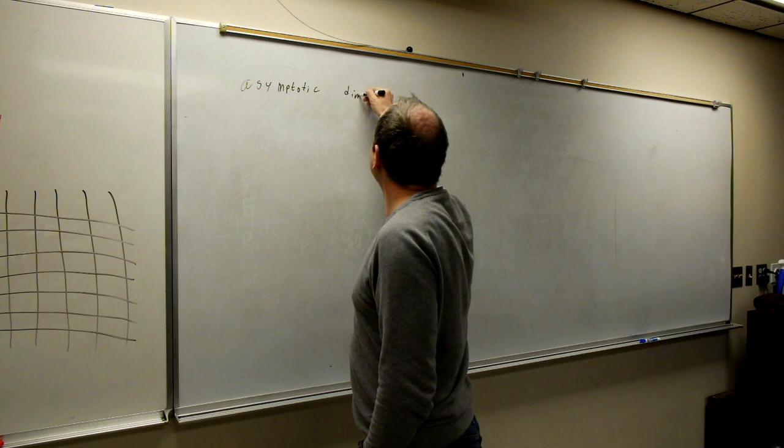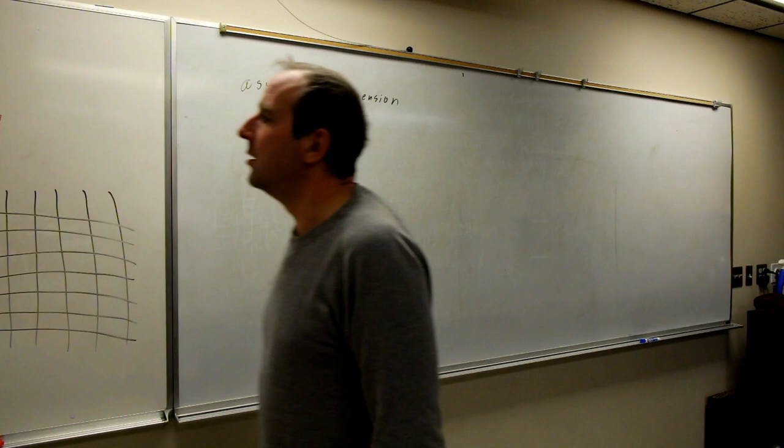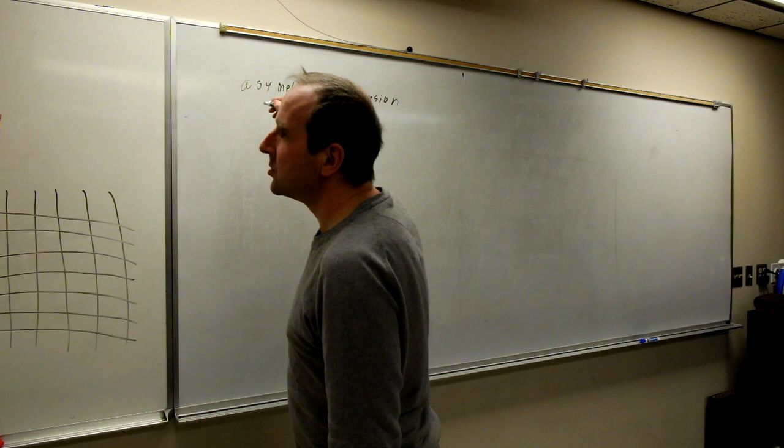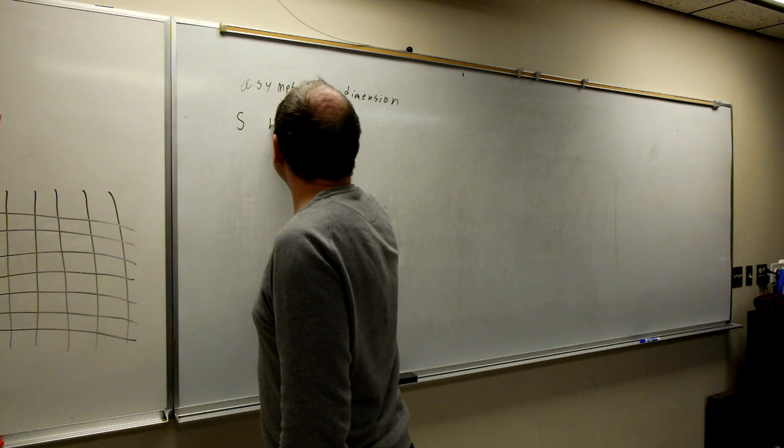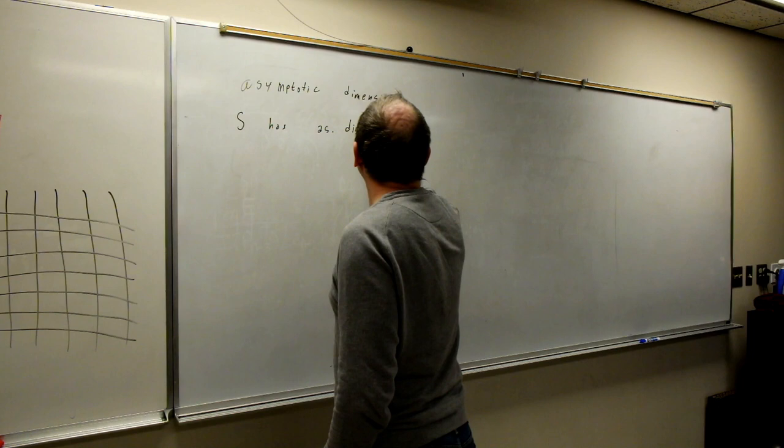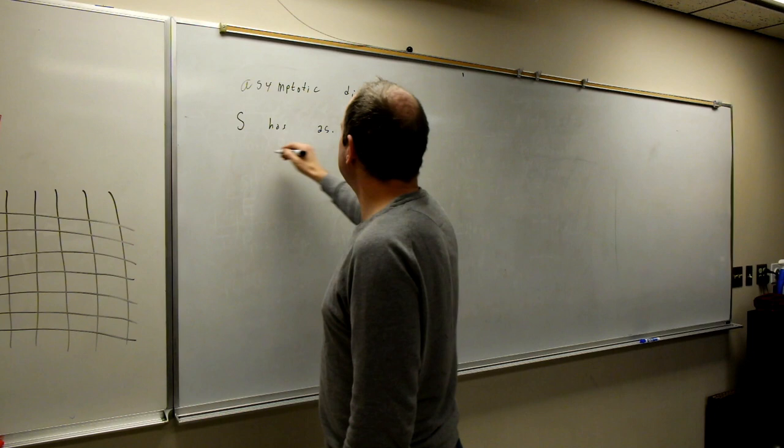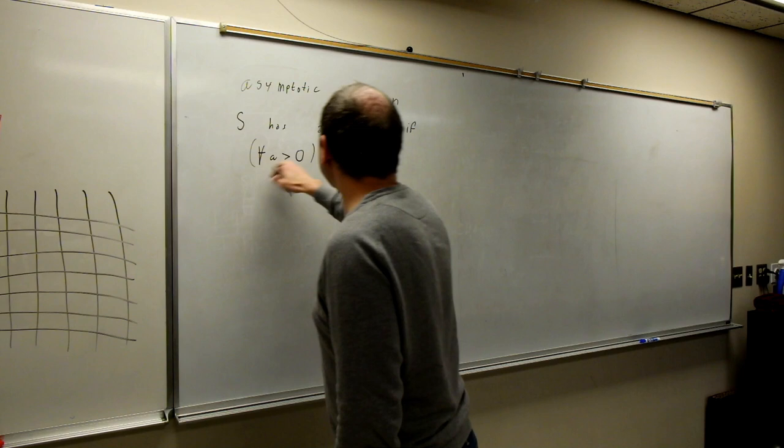Which is the same thing, except that we want to look at large scale. So let me again write a definition. So has asymptotic dimension at most d if, and we will be looking at some scales, but now the scale will be large.